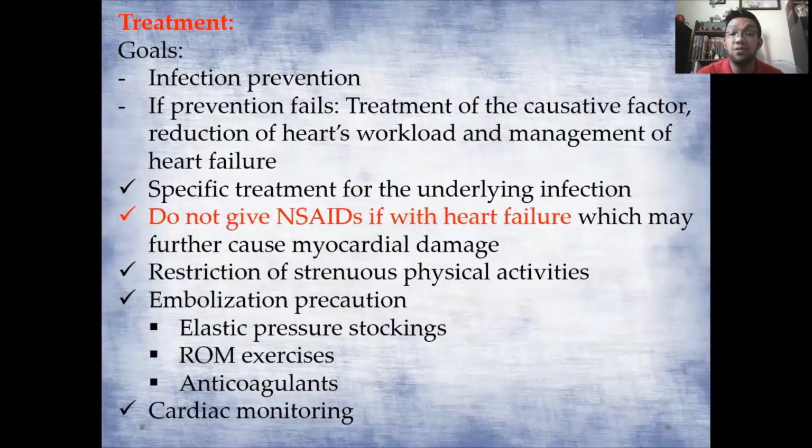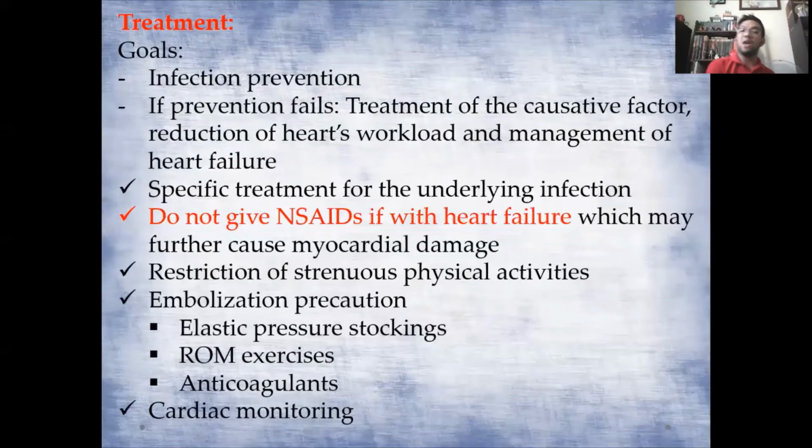And restriction of strenuous physical activities in order not to increase the cardiac workload. Avoid carrying heavy objects, for example, and avoid strenuous activities. Embolization precautions will be done. So elastic pressure stockings are going to be worn by the patient. ROM or range of motion exercises are also going to be done on the patient.